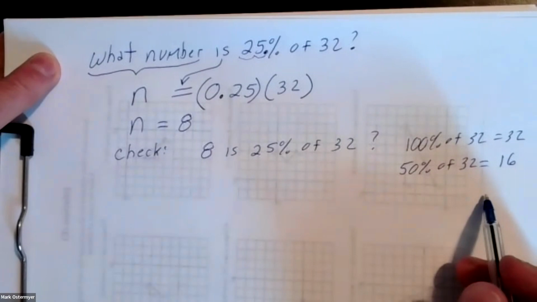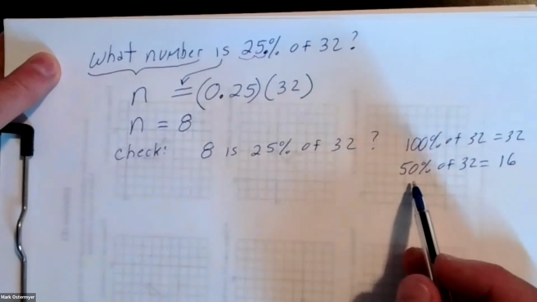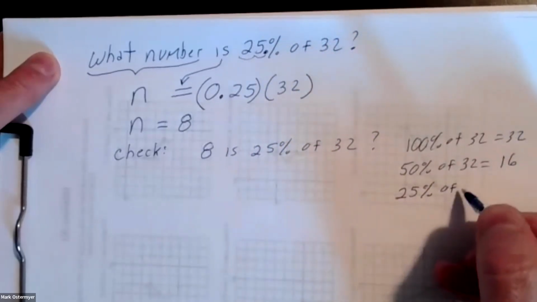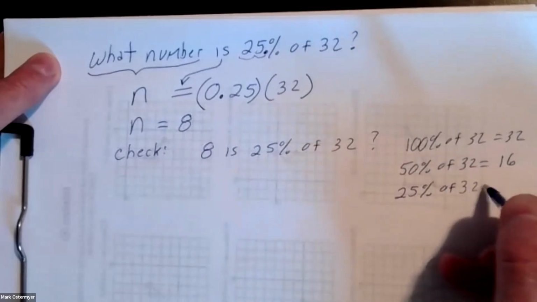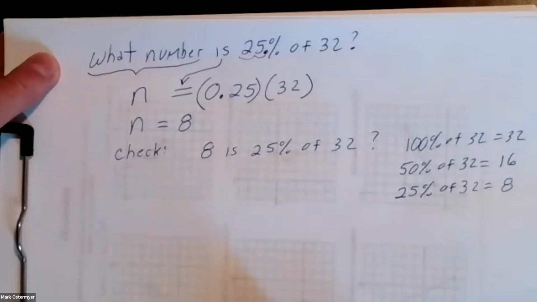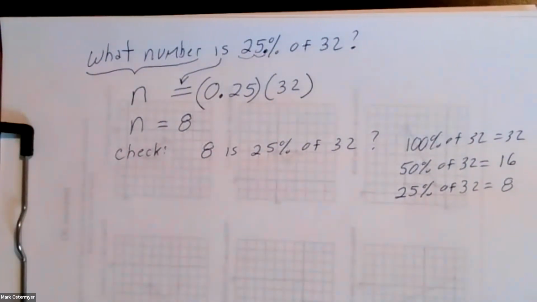What's half of 50%? 25%. So it seems like 25% of 32 would be half of 16. What's half of 16? 8. Aha, makes sense, doesn't it? Doesn't it seem about right? So yeah, it seems like your answer should be 8 for that problem. So 25% of 32 turns out to be 8.